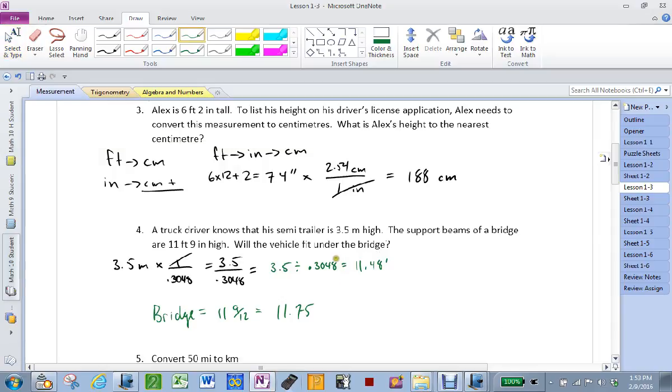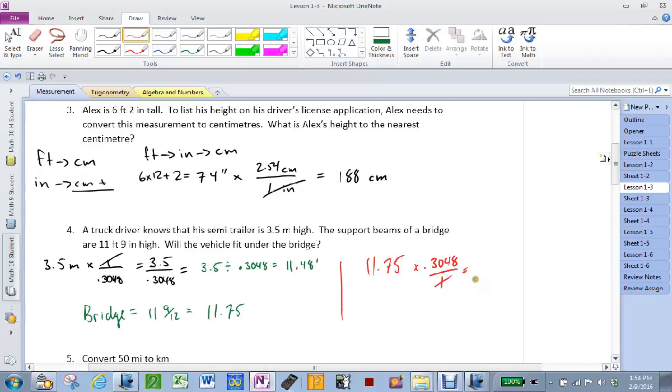Now here's an interesting question. What if we go the other way? What other way? Well, what if I change this 11 foot 9 inches to meters? That's what I do. What does that get me? Well, that's 11.75. Now I want meters. What are the meters? Times 0.3048 over 1 this time, right? So the units cancel. What's 11.75 times 0.3048?